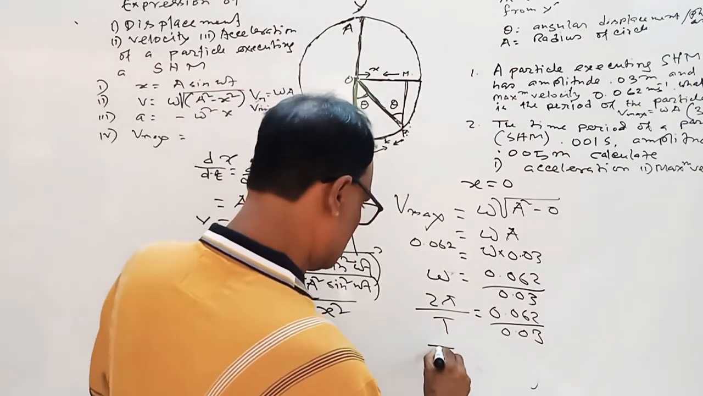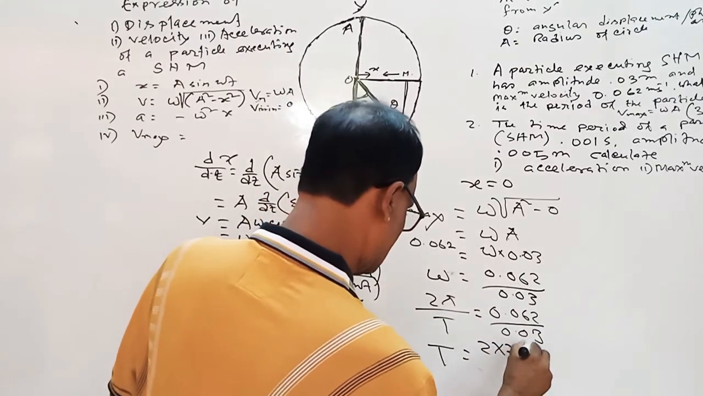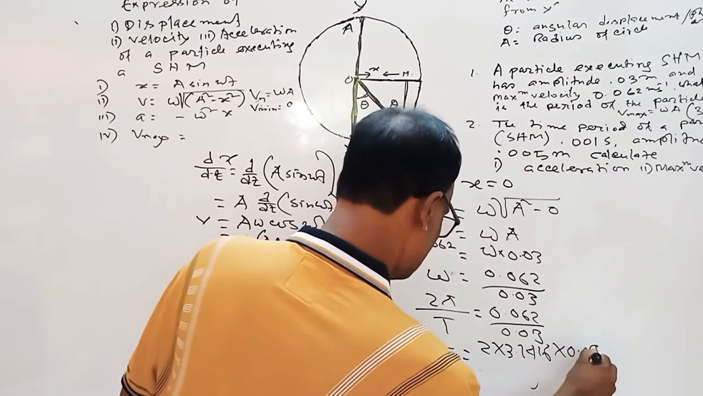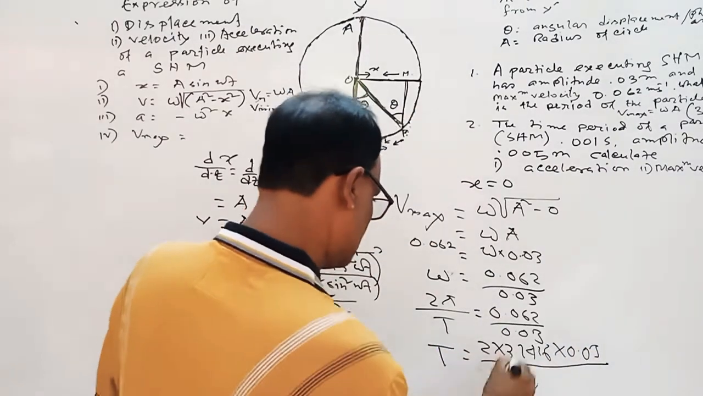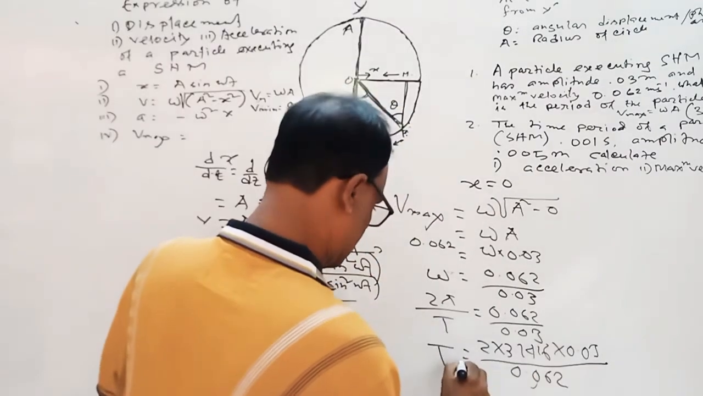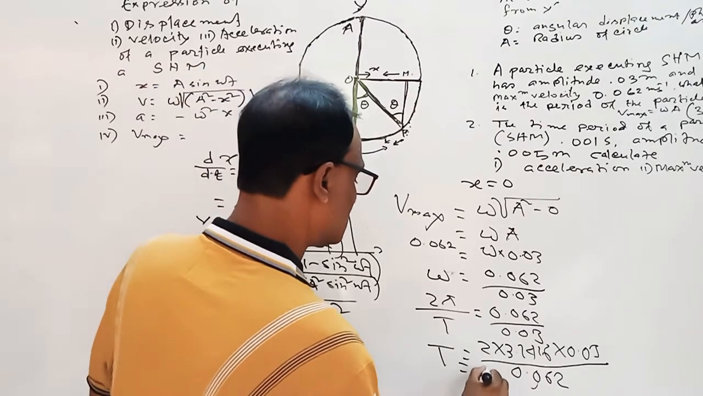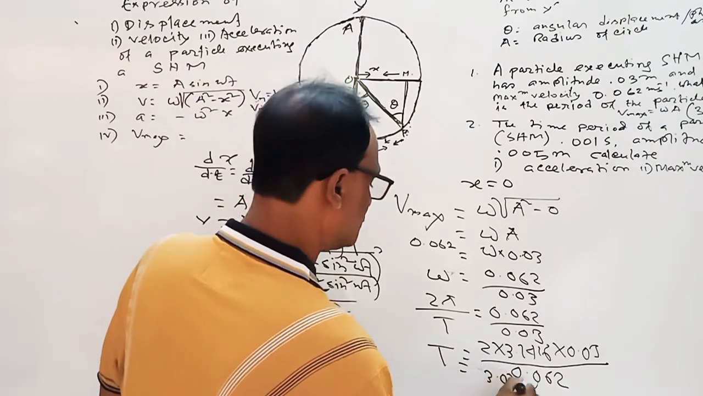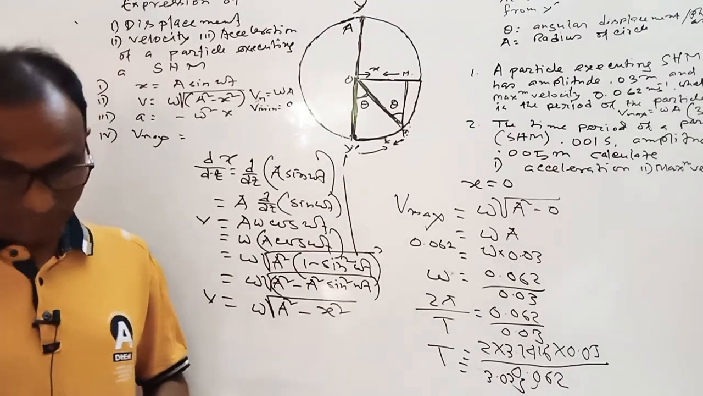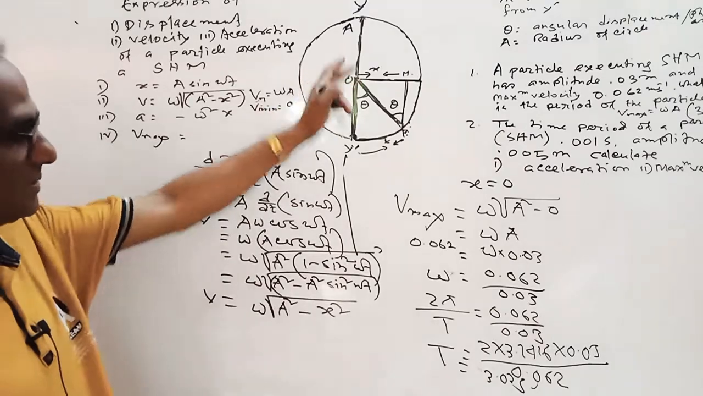So we will have t equal to 3.1416 into 0.03 by 0.062, that is equal to 3.02 seconds. This is the maximum velocity of that particle, maximum velocity.